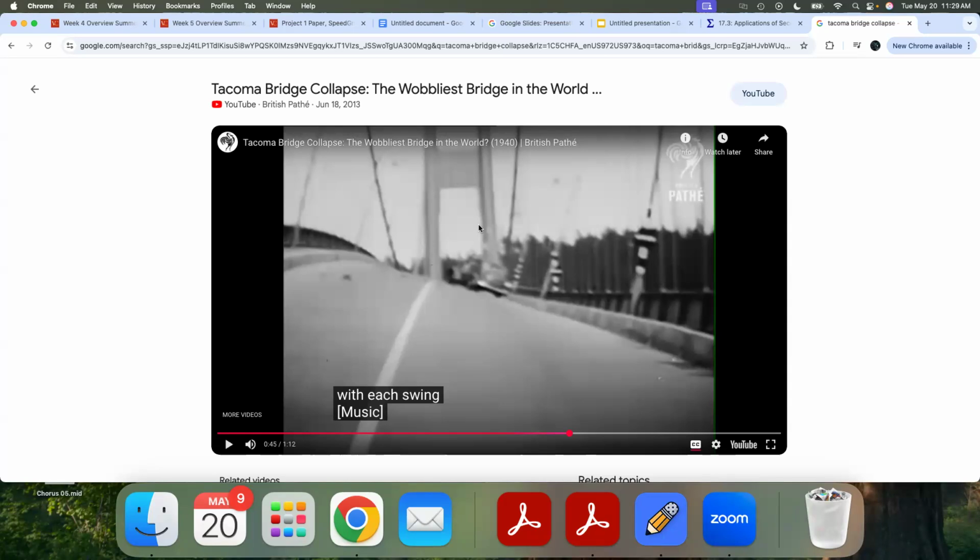You can also discuss how buildings are built with dampening systems for earthquake protection. So Google that. Pick two or three interesting real world examples of forced vibrations, resonance, and dampening, and discuss those in your paper and in your presentation.